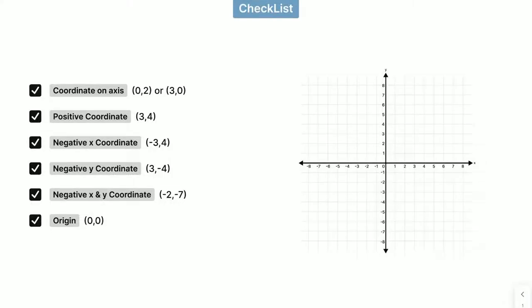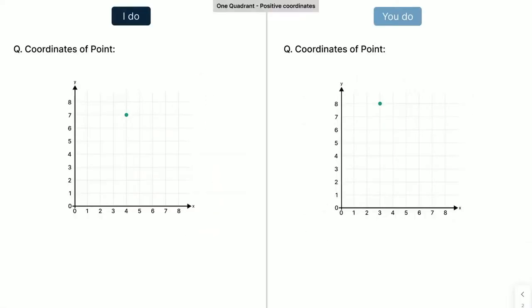So in this video, we're going to learn how to read coordinates. We're going to look at all different types of examples that are listed on this checklist. Let's make a start. So the way my videos work, I do the example on the left, which is I do, and then you're going to press pause and have a go at the example on the right, which is you do, and the top of the slide indicates the type of example we're doing.